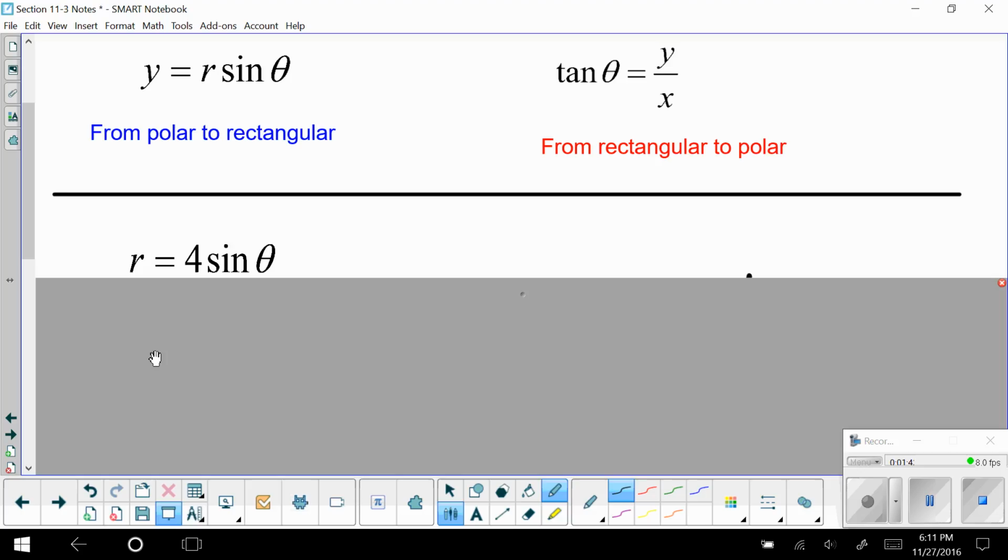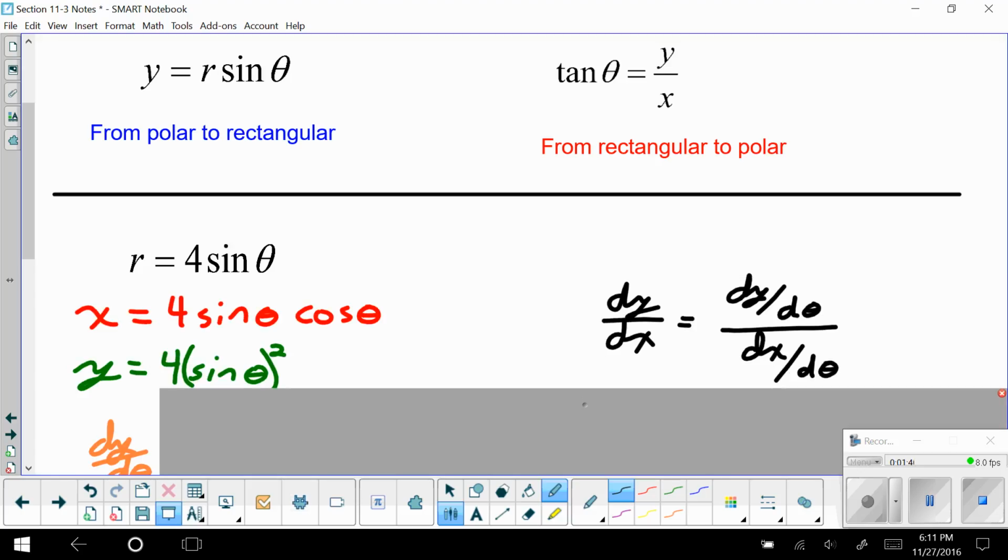and I want to change this into rectangular coordinates, well, I take r times cosine theta, so 4 sine theta times cosine theta, that's x. R times sine theta, so I have 4 sine theta times sine theta, I get 4 times the sine of theta squared. And these are my rectangular coordinates.